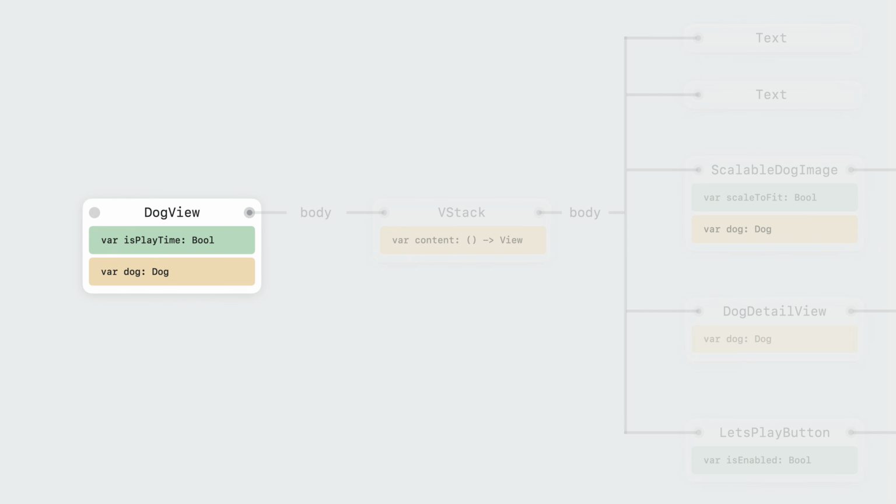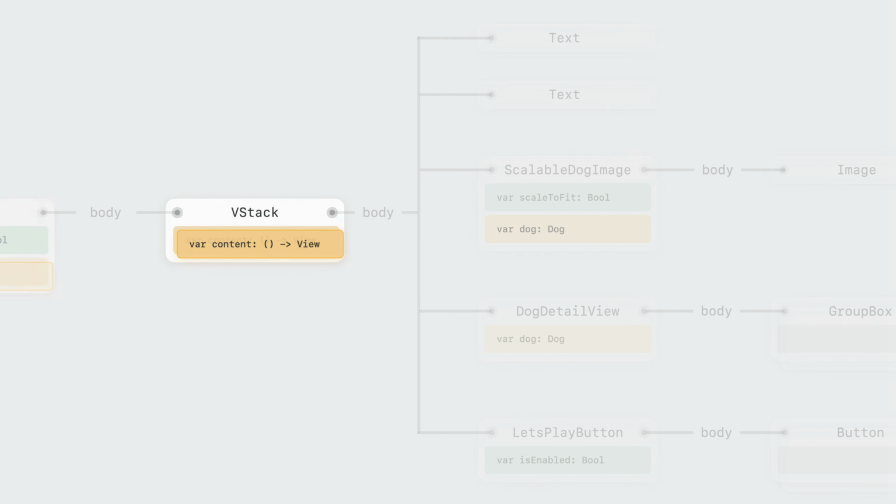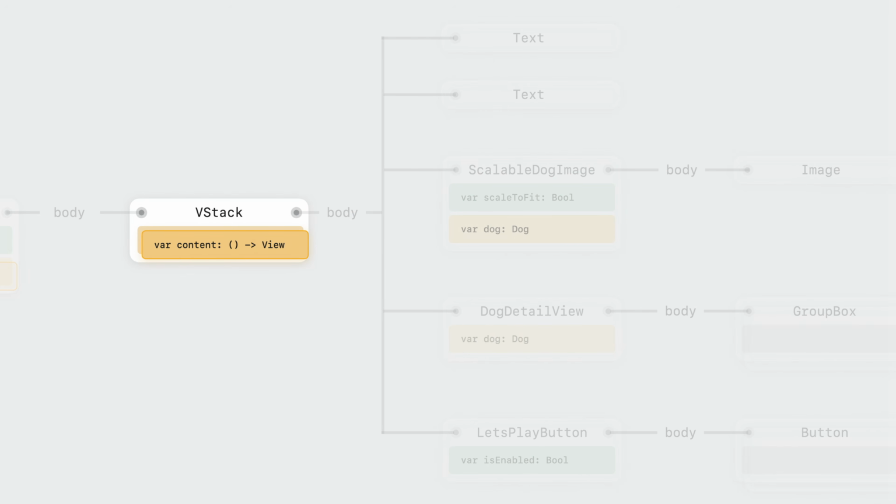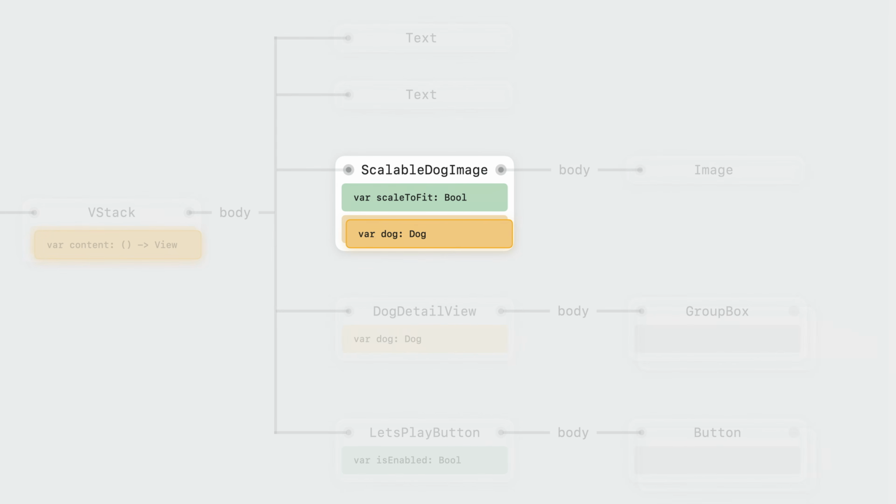When we mark Rocky as tired, we get a new dog. Sorry, a new dog struct value, but it's still the same Rocky. Because our data is a value type, a new copy of it is created when it's mutated. And that results in dog view producing new content for the stack, which updates the stack's children.